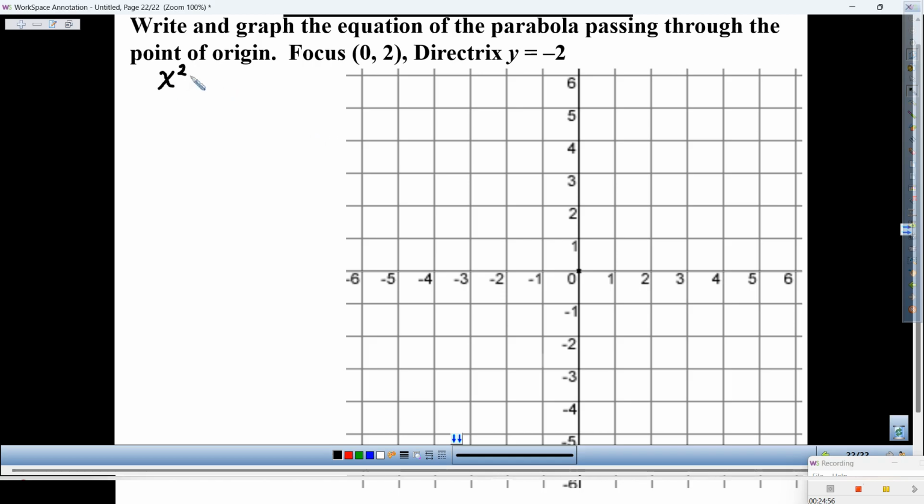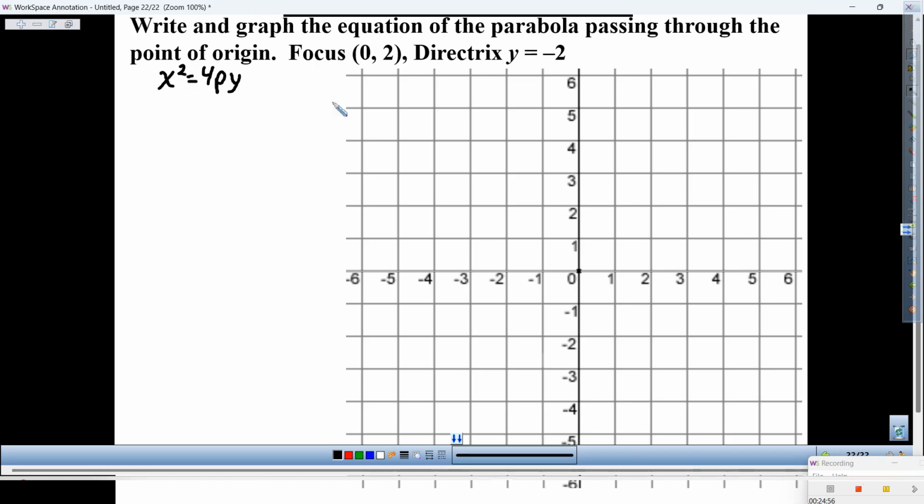x squared equals 4py. That is correct. Tell your neighbor why, people. Why did we write that one down? Because you said so.